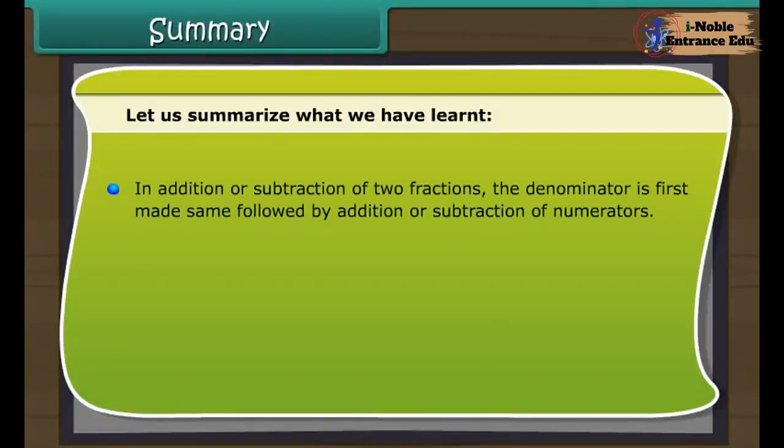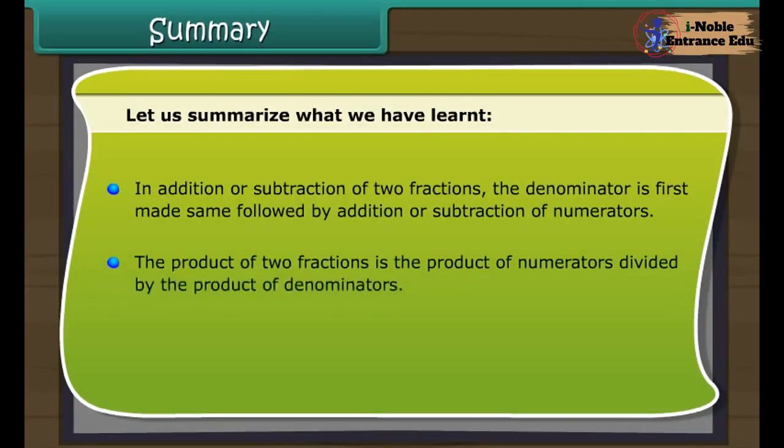In addition or subtraction of two fractions, the denominator is first made the same, followed by addition or subtraction of numerators. The product of two fractions is the product of numerators divided by the product of denominators.